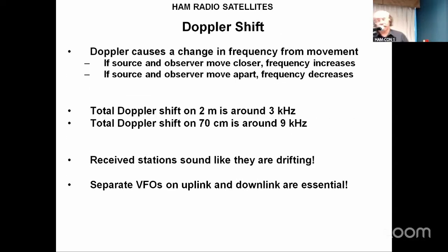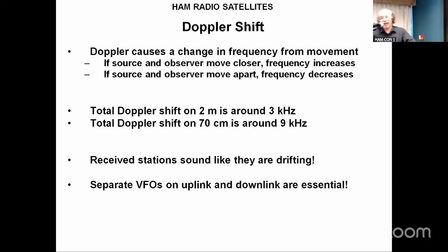Then we have Doppler shift. This is where it becomes fun. Doppler shift is a physical thing where there's a change in frequency due to movement towards or away from something. If the source and the observer move closer, the frequency increases. If they move apart, the frequency decreases. Like when a train goes by and blows its whistle, it goes meow, or a siren, whatever. Satellites do the same thing. Well, wait a minute, the satellite doesn't have a siren on it. No, the frequency it's transmitting on changes.